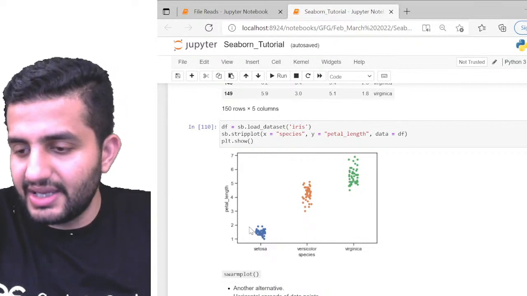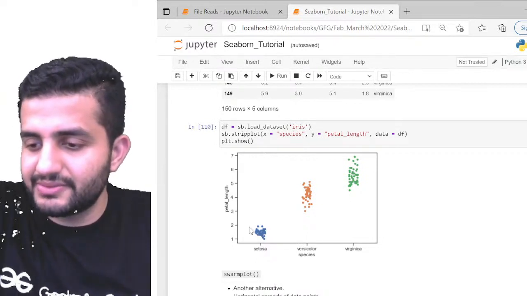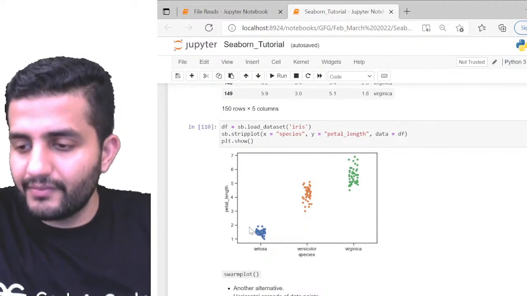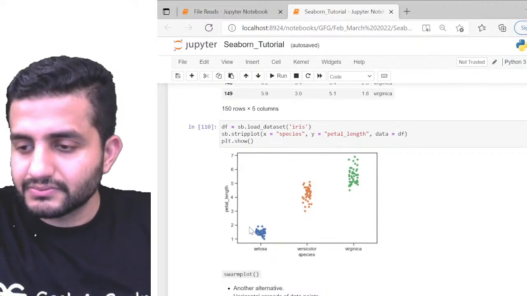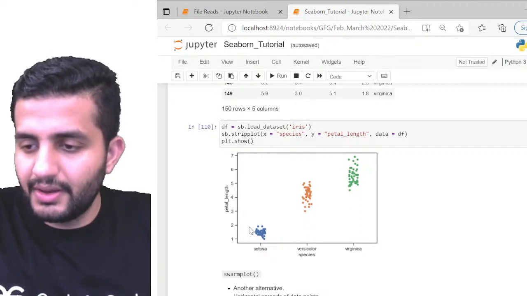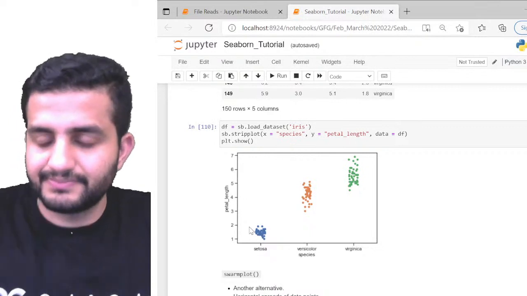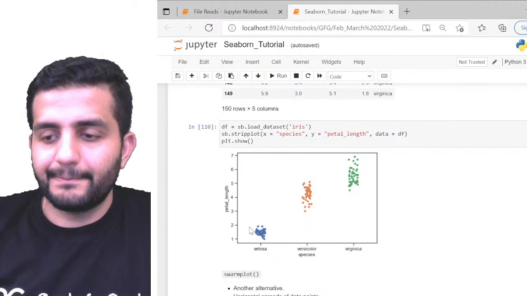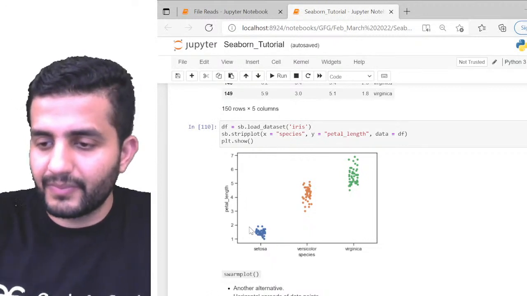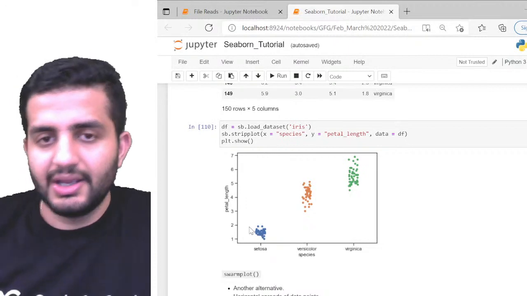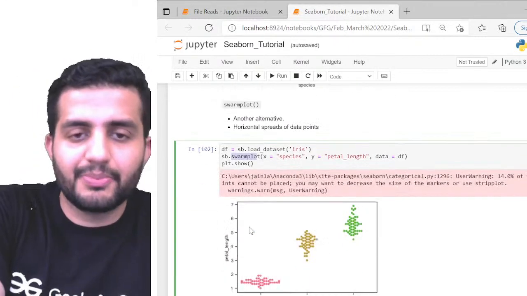Any questions, guys? Anything which you want to talk about? Any questions? Are you able to understand the topic here? Are you able to understand what we're trying to say? Vasanta, Mahesh, Akash, guys, quickly, is it making sense? Strip plot, swarm plot?